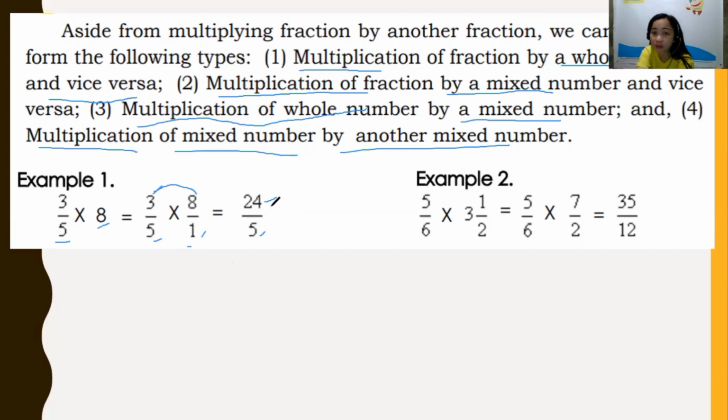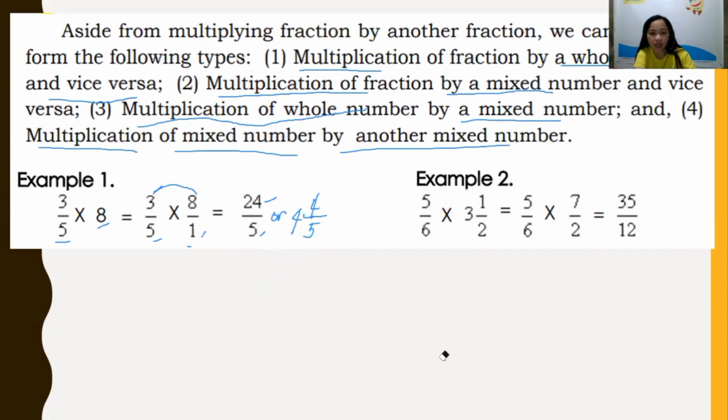So as you can see, it is an improper fraction. We can still express this into mixed number. So what is 24 divided by 5? Paano ginagawang mixed number? We have 24 divided by 5 is 4. 4 times 5 is 20. Remainder 4. So itong 4 na to will be the whole number, which is 4. And the remainder will be the numerator. And the denominator is 5. So this is our answer. We have 4 and 4/5.